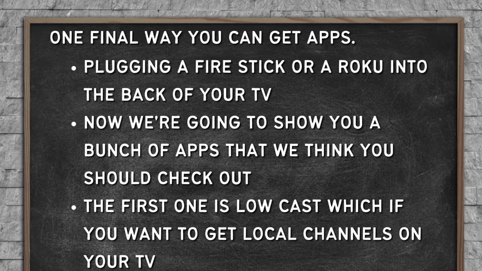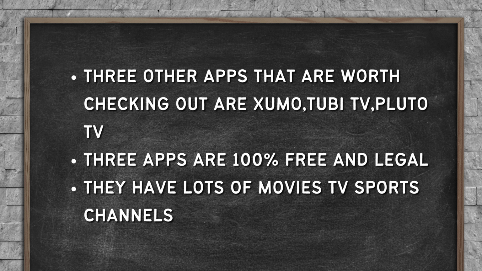The first one is Locast, if you want to get local channels on your TV. Three other apps that are worth checking out are Xumo, Tubi TV, and Pluto TV. These three apps are 100% free and legal. They have a lot of movies, TV shows, and sports channels.